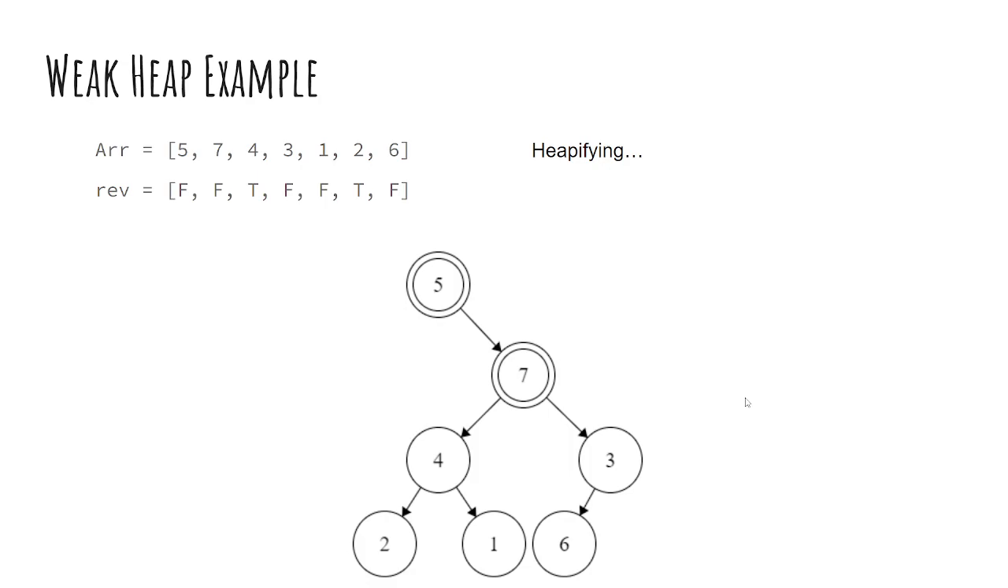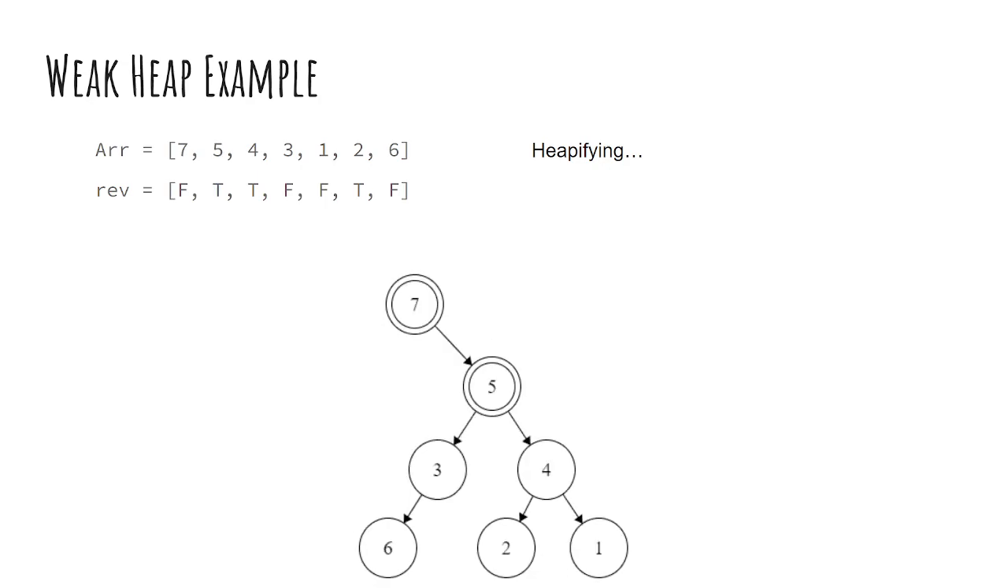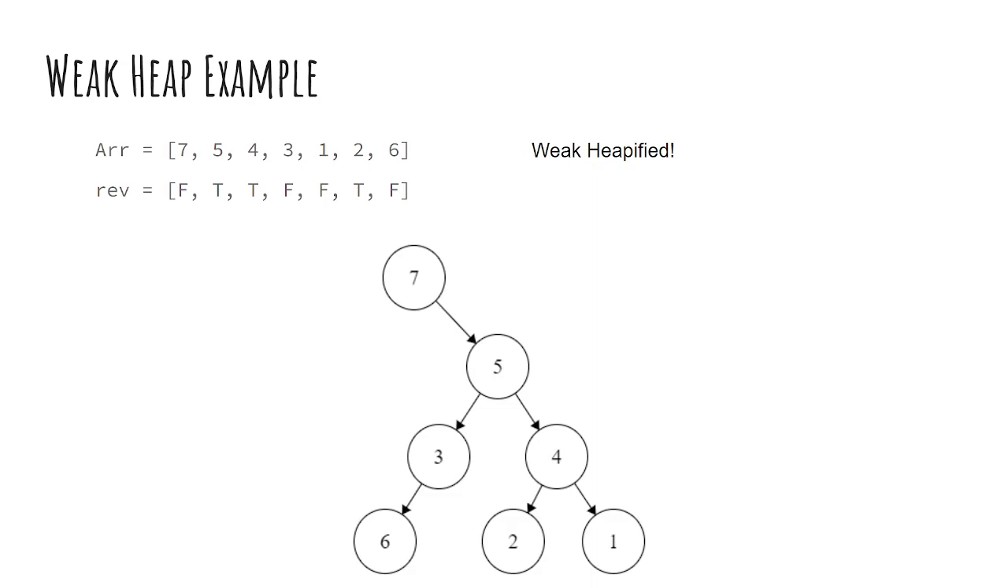So this is exactly why we swap the subtrees, because we can only guarantee that 5 is greater than or equal to the nodes in the left subtree, but we can't say the same thing for the right subtree. And the fact that we use reverse bits to do this is actually an element of efficiency. So yeah, we swap the subtrees. And this is the heapified WeKeep. This is WeKeepified.